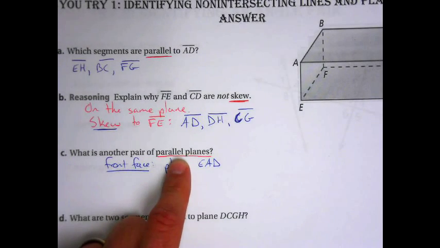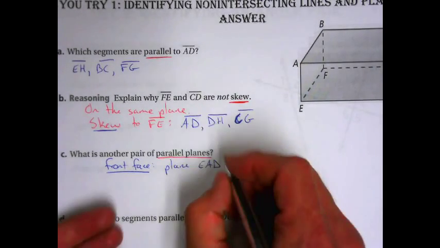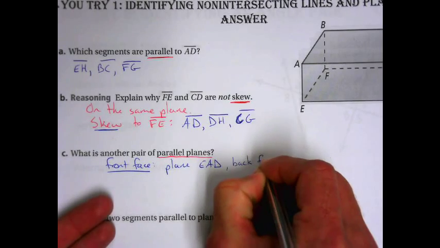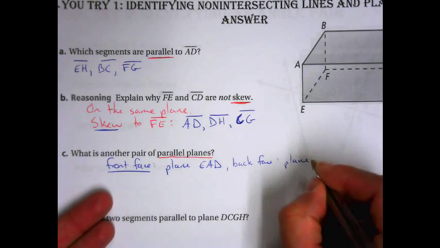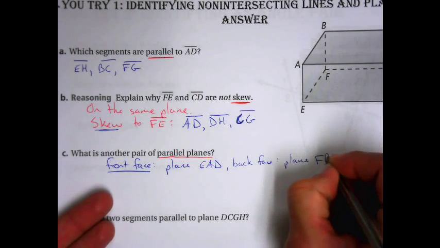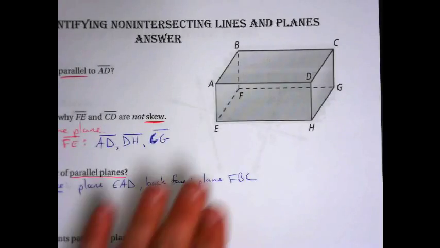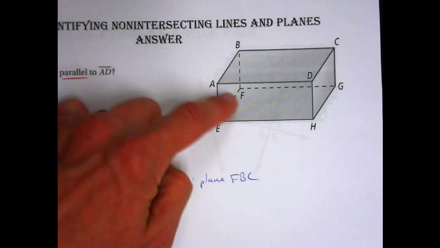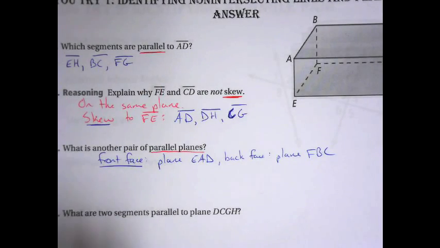Parallel to that front face is the back face. Parallel to the front face is the back face, and the back face is plane FBC. We can call it that. So we have our front face, plane EAD, and the back face, plane FBC. Those are parallel.